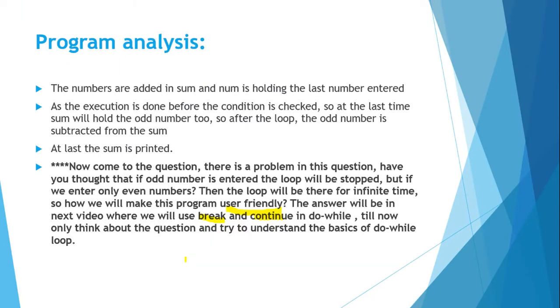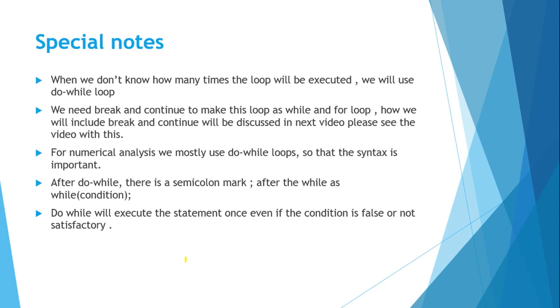Till now I think you have understood the basics of the do while loop, its syntax, and how we use it in various programs. Special note for this do while loop: when we don't know how many times the loop will be executed, we use the do while loop. We need break and continue to make this loop work like a while and for loop. How we include break and continue will be discussed in the next video. Please see the video with this.